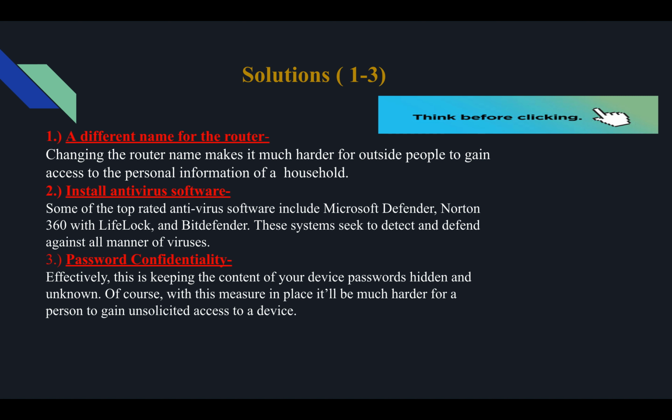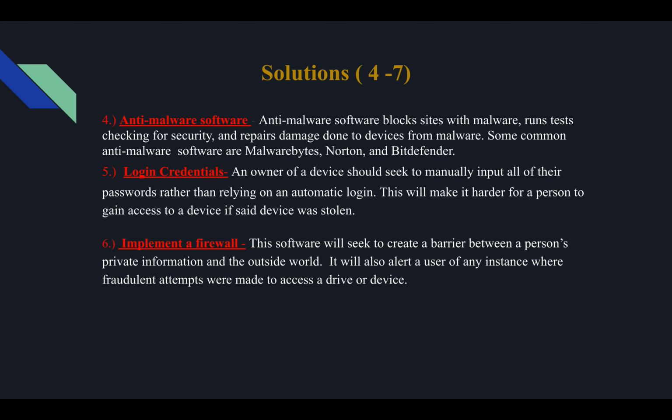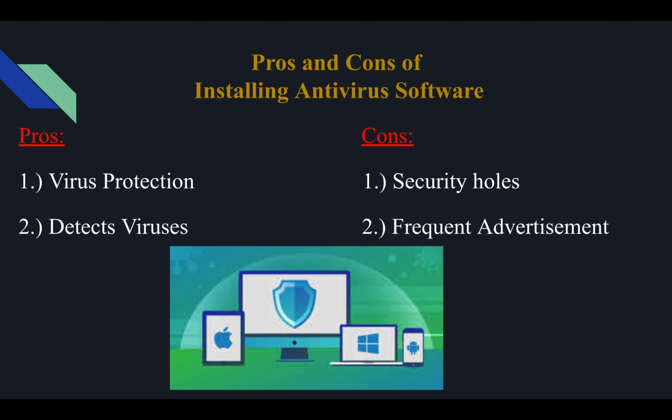Number three, password confidentiality. This is keeping the content of your device's passwords hidden and unknown. Four, anti-malware software. This software blocks sites with malware and also repairs damage done to devices by malware. 5. Login credentials. This is where a user will manually input all passwords rather than rely on automatic logins. 6. Implementing a firewall. This software will seek to create a barrier between a person's private information and the outside world.